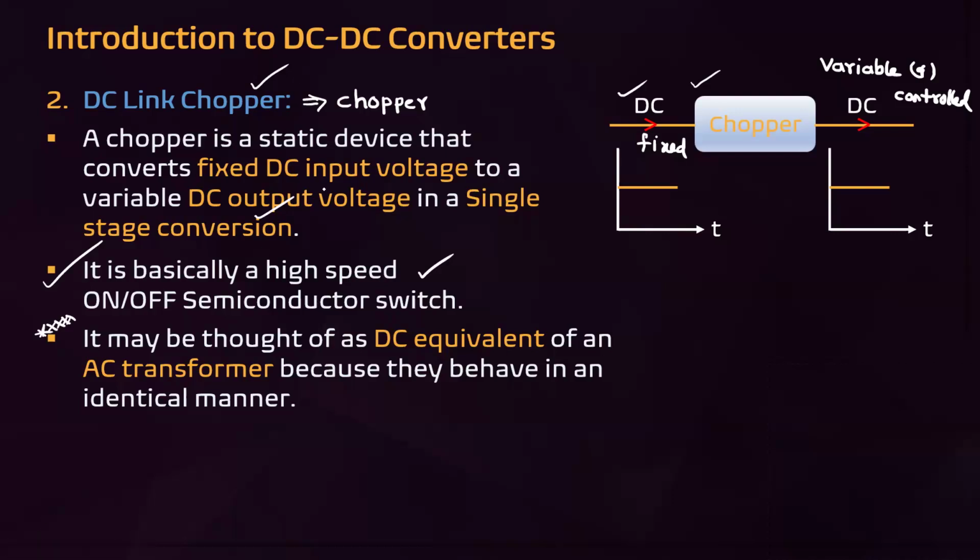A chopper is a static device that converts fixed DC to variable DC in single stage conversion. This is important here. In a single stage conversion, directly you can convert fixed to variable DC. Okay, this was the definition of the choppers.